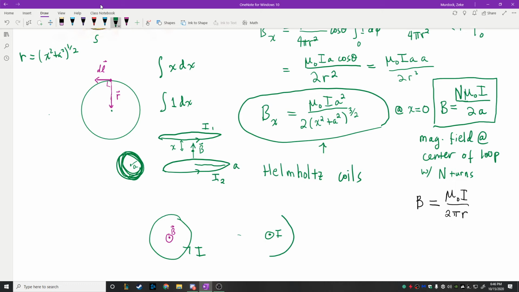It would look like a loop. Isn't that cool? I think that's really cool. If you have a wire that carries current like this, then it creates a circular magnetic field. And this is at its core what the connection between electricity and magnetism is.